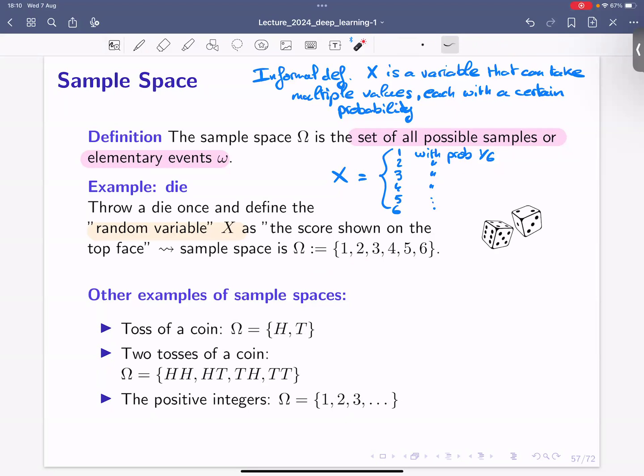What happens, for instance, if we consider a coin? A coin has only a head and a tail, right? So if you throw it once, you see head or tail. So omega is simply going to be H and T, head and tail. If you toss the coin twice, what can you see? You can see head head, head tail, tail head, or tail tail. So this is again omega, all the possible things you could see. And there are many examples of sample spaces we'll see more later.